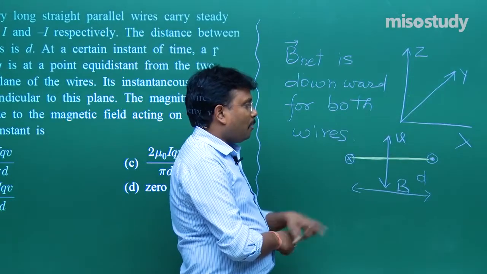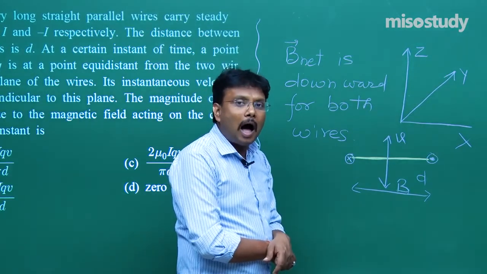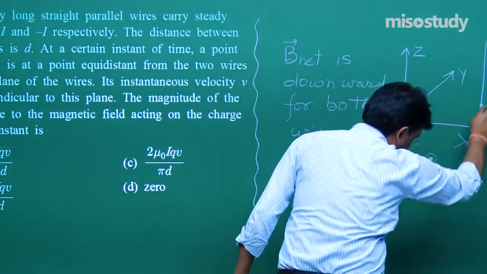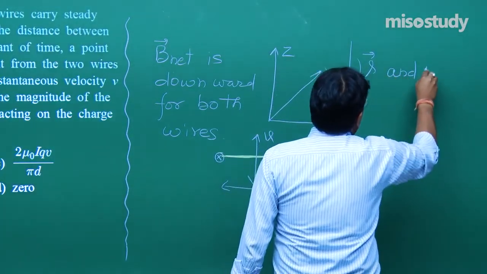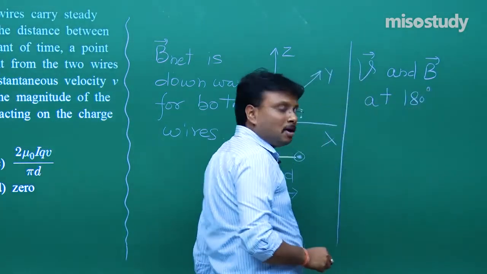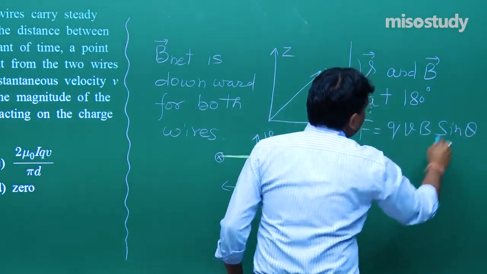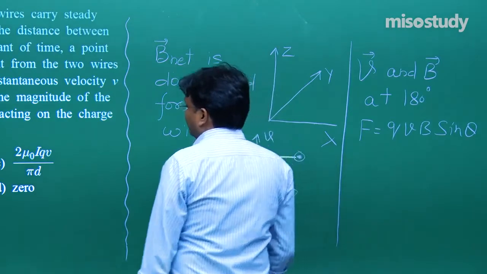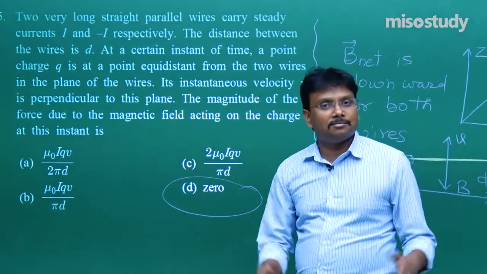Now, in this particular problem, from the diagram it is clear that velocity and magnetic field are both parallel to each other, at a 180-degree angle. I think I should write it down over here. V and B at 180 degrees. So, F is equal to Q V B sine of theta. I do not think anything is left for me to say, the correct answer is 0, because sine 180 is what?